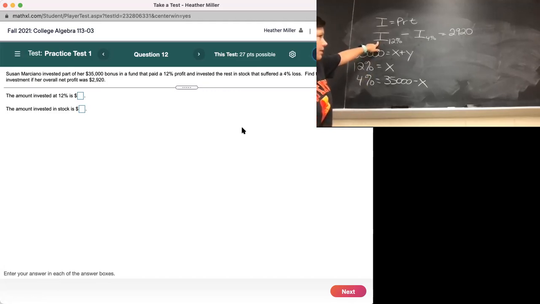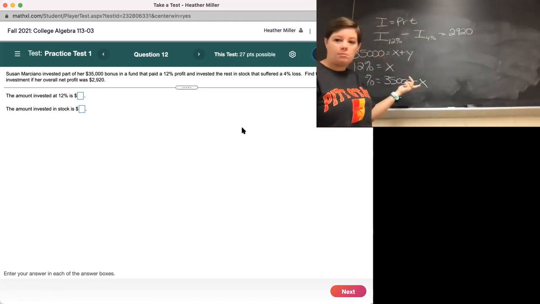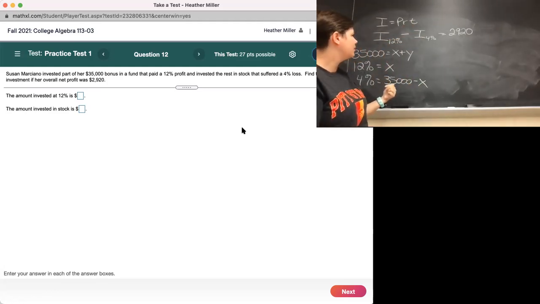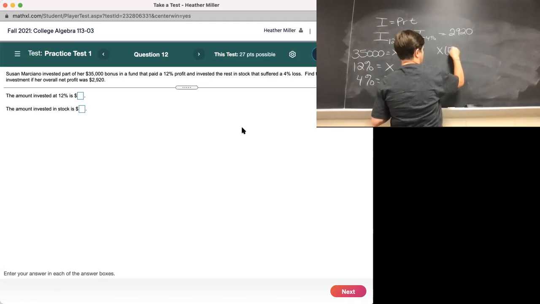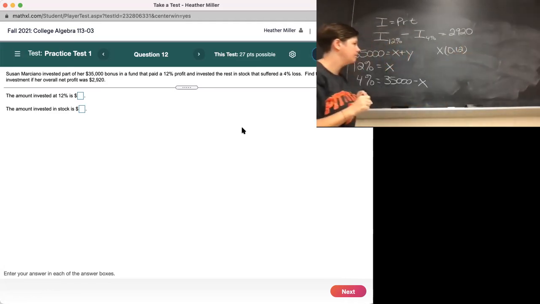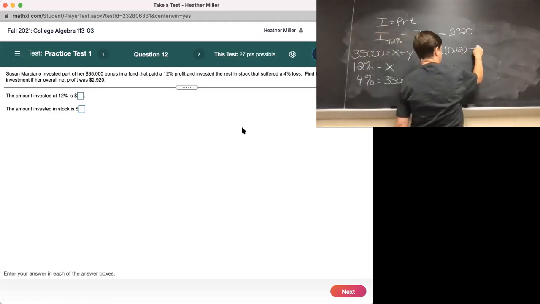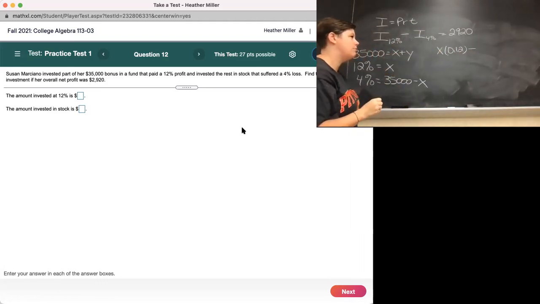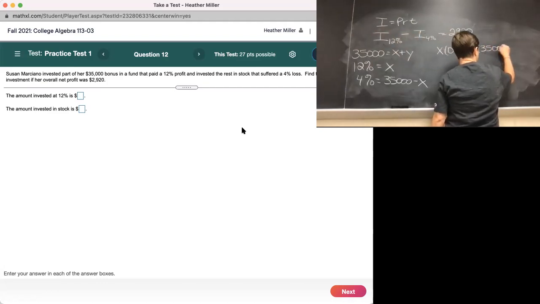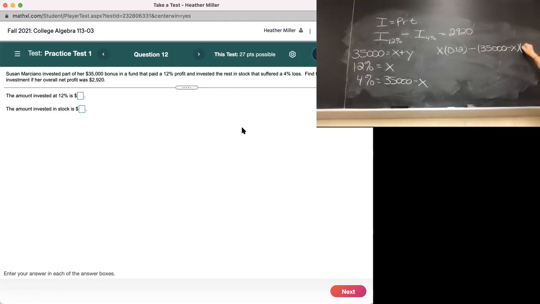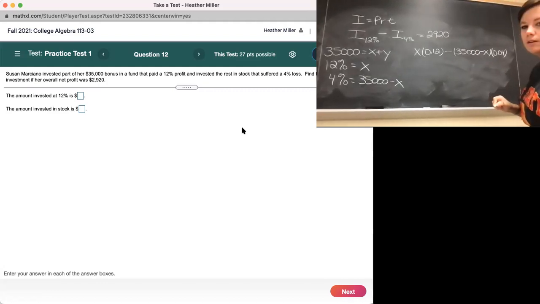So the interest at 12% is PRT. Well, it's after a year, so our T kind of goes away. So it's just P and R. So our P was X, and our R is the 12%. Then we're going to have a minus because we're losing money on our investment here at 4%. So our principal there is the 35,000, take away the X. And our rate is 0.04. And all of that equals the 2920.